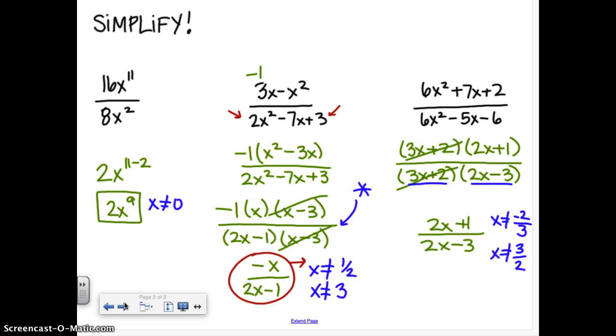So just simplifying. Notice the key was to factor first. The key was to factor first and then cancel and then make sure you're aware of what's undefined. Now it's not too big of a stretch to go from simplifying to multiplying, so I want to take you through that next. Multiply.